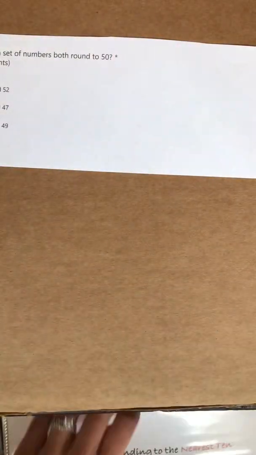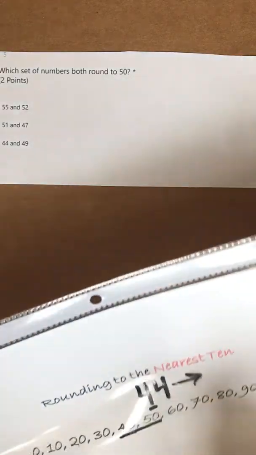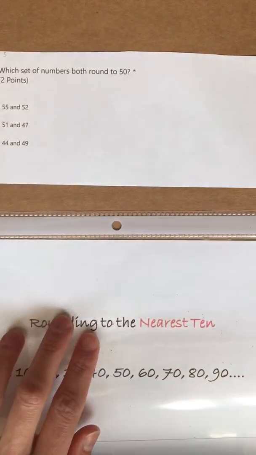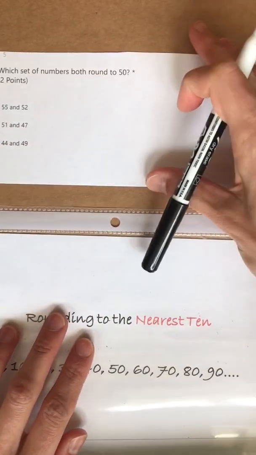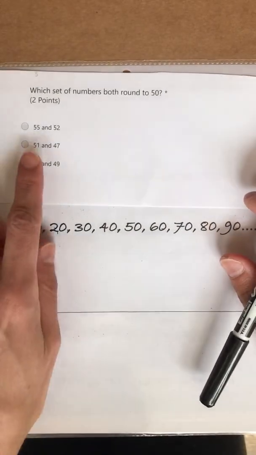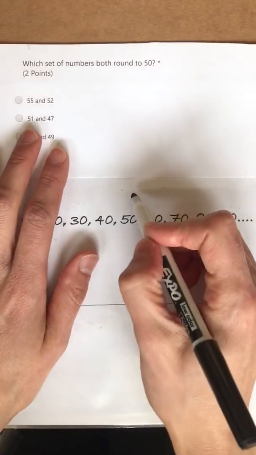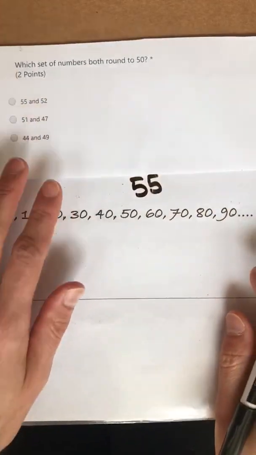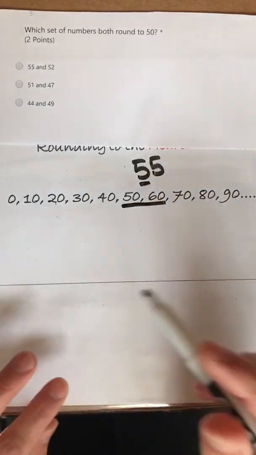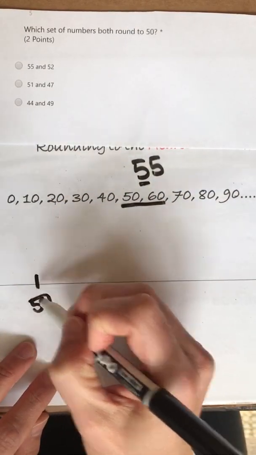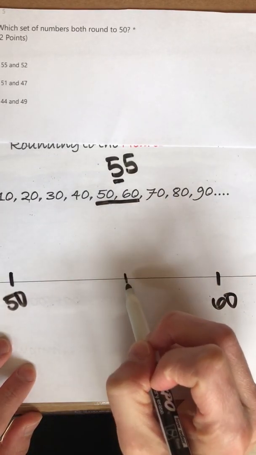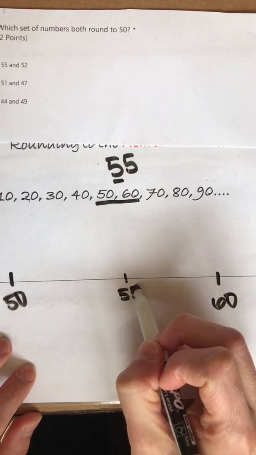Okay, friends, so number 5 says, which set of numbers both round to 50? So we're going to have to round both choices to the nearest 10. So let's take a look at 55. Okay, so 55 is between what two groups of 10? 50 and 60. Excellent. So I'm going to plot 50 and 60 on my number line, and then I'm going to put 55 in between.